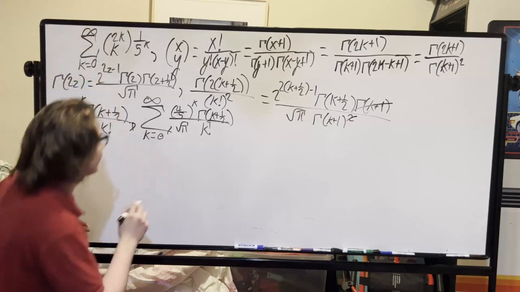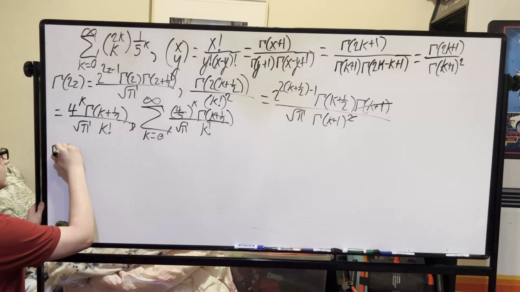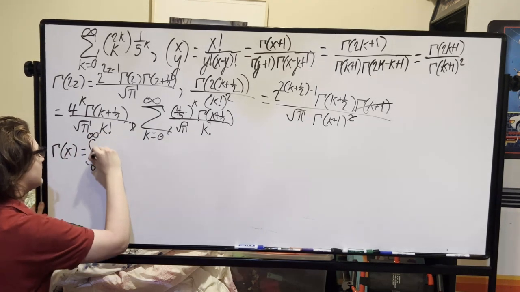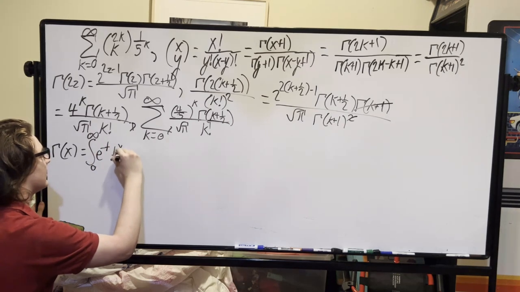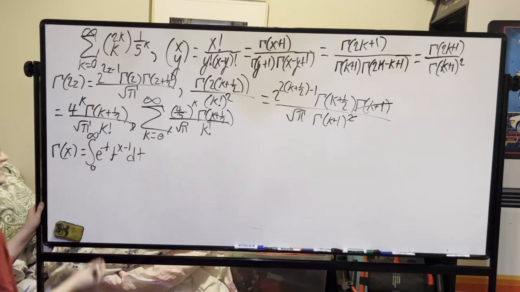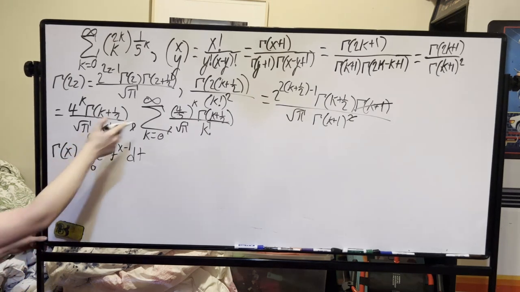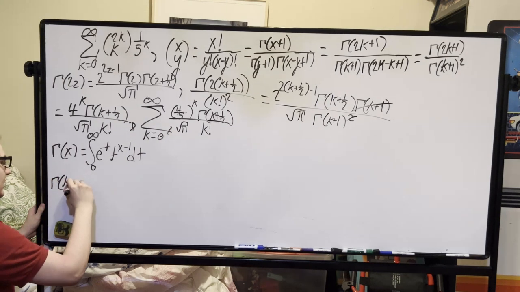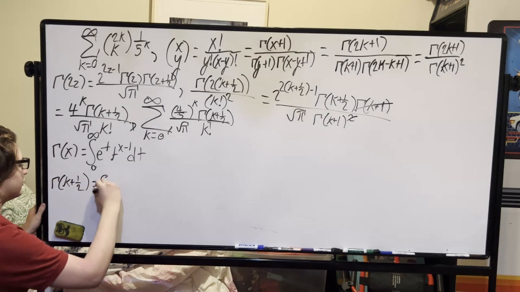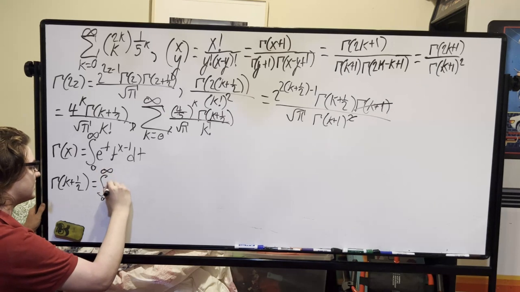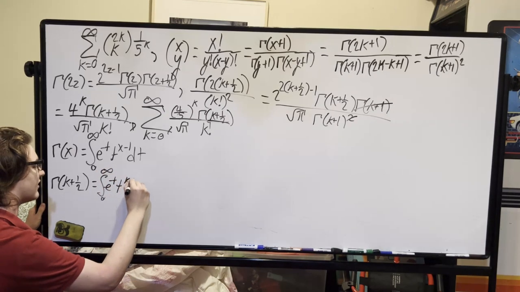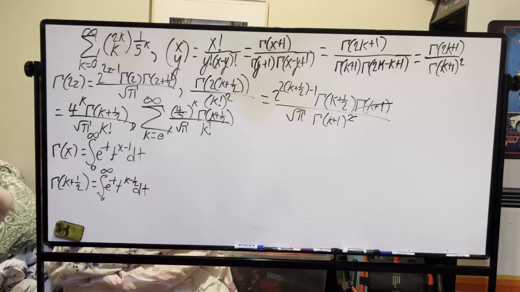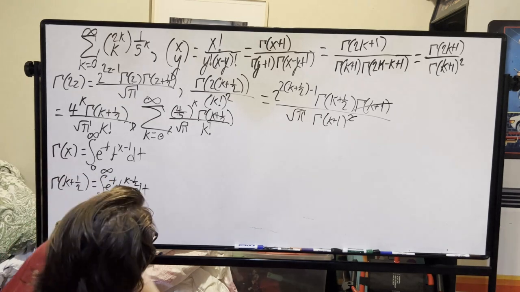And so if you remember the integral definition of the gamma, gamma of x is equal to the integral from 0 to infinity of e to the minus t, then t to the x minus 1 dt. That's the integral form. So if we substitute it for gamma of k plus 1/2, we would get the integral from 0 to infinity of e to the minus t, then t to the k minus 1/2 dt. There we go. Okay, so our next move is just to substitute this in.